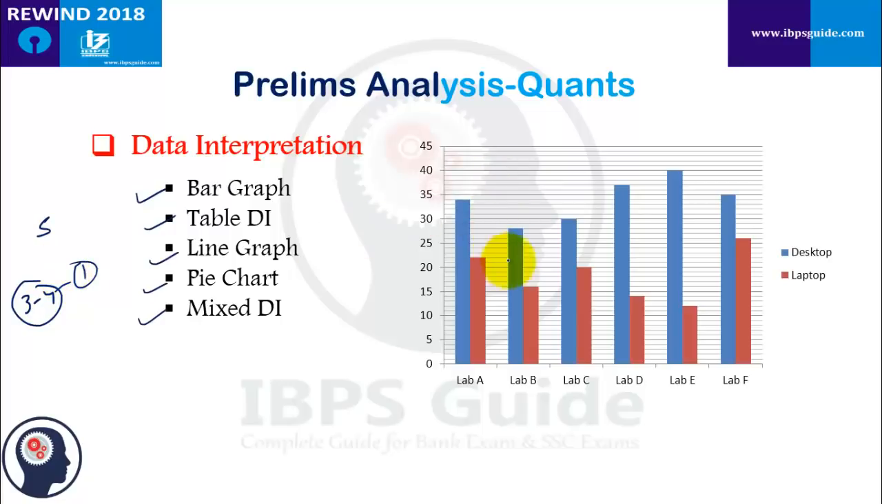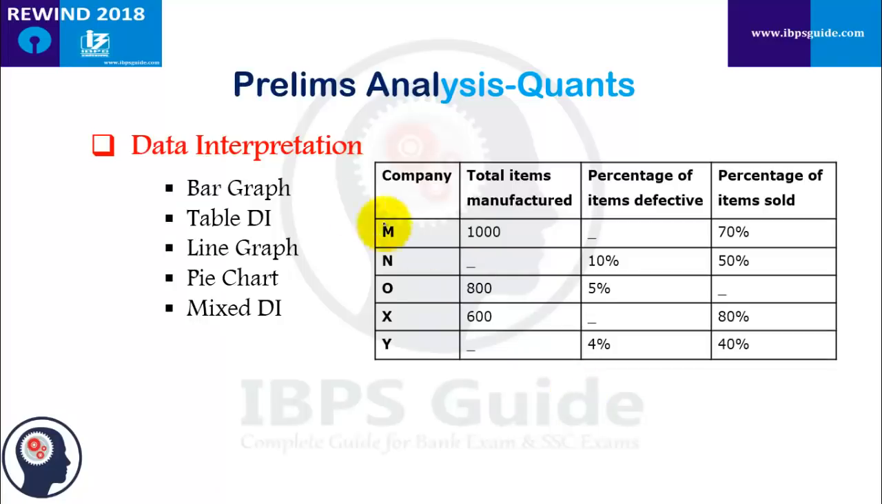Now let's see an example of bar graph. This is a bar graph DI. In this bar graph, the questions are asked from percentage, ratio, average and difference of percentage. A question may be asked, what is the total number of laptops in lab A and lab B, or what is the difference of the total number of desktops in lab A and lab B, as well as the difference of lab B and lab C, something like that. Okay, now let's move toward the next DI, that is table DI.